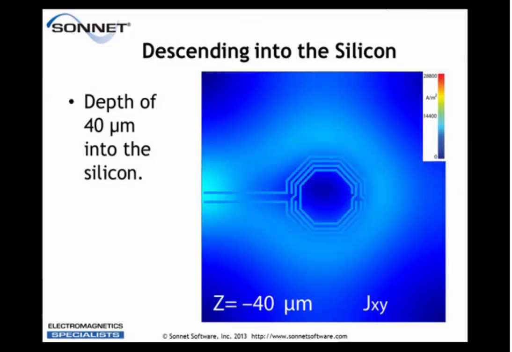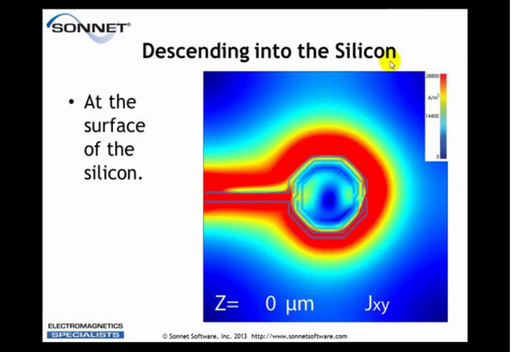Let's go down another 20 microns, 40 microns now. Current is almost completely gone in the silicon. The current is hugging the surface, but it's hugging the surface much closer than skin depth. It is hugging the surface because that is the closest way to get to ground, which in Sonnet is on the sides of the circuit. The perimeter of the circuit is where ground is in Sonnet. We'll go back 2 slides. It's hugging the surface so it can get to ground.